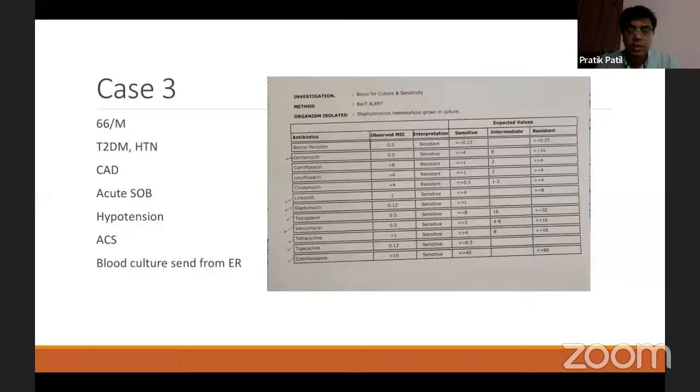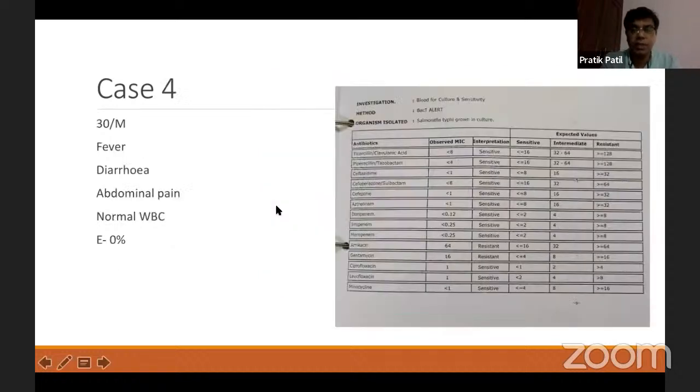Now, this is the case we discussed initially, same thing, that it is a possible ACS, and the Staph hemolyticus is a contaminant here. Now, this is another case.